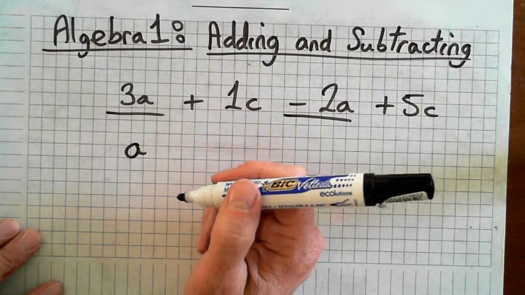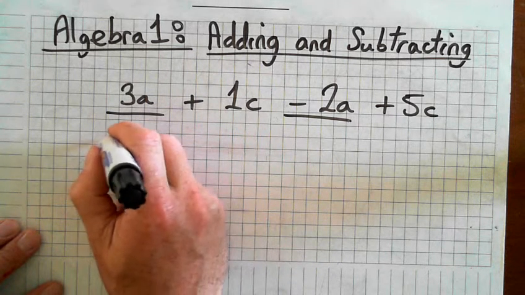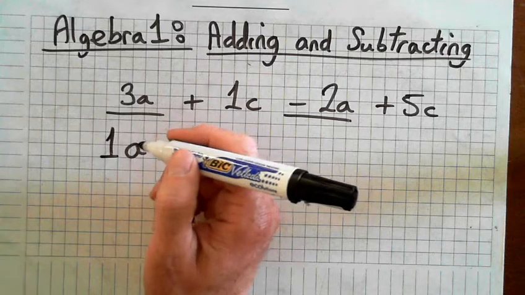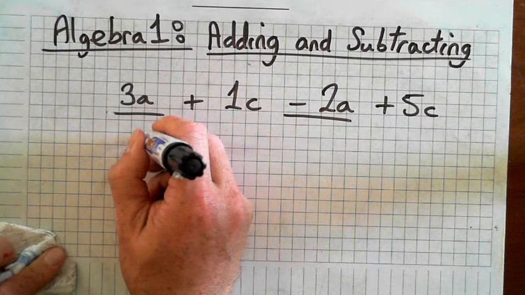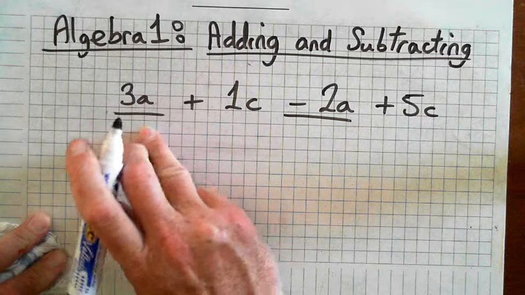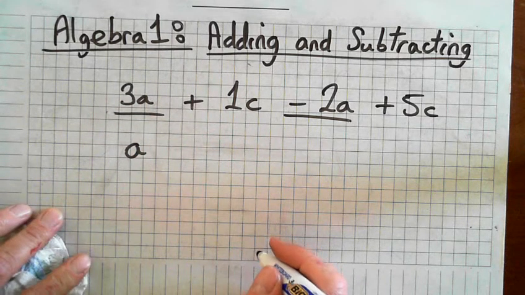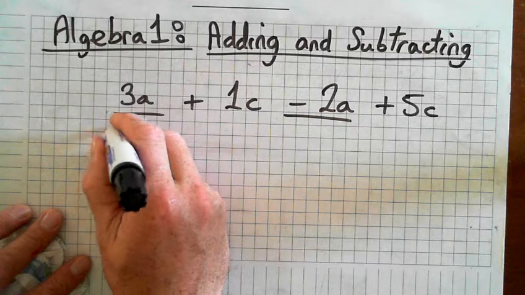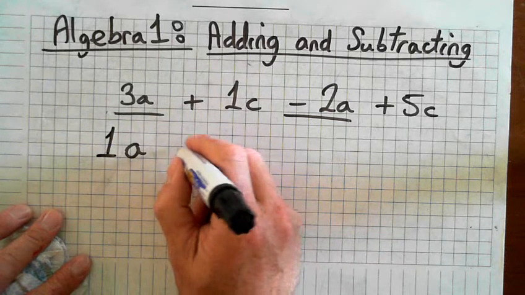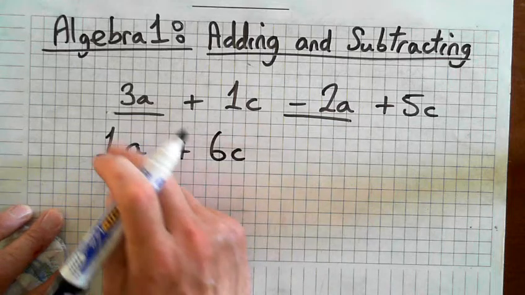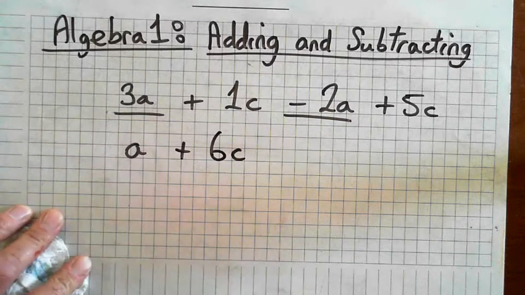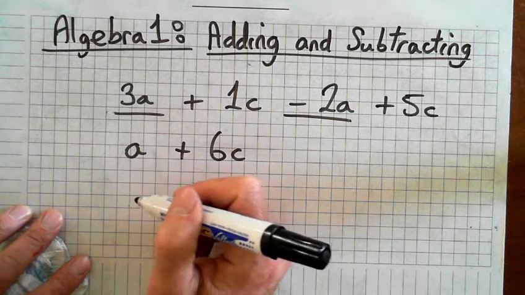I've got an apple. I can write it like that, or in algebra we don't always write the number in front. We don't always write the power. The power is 1. So we have 1 apple, A, plus carrots. We've got 6 carrots. We can write it like that. A plus 6C.